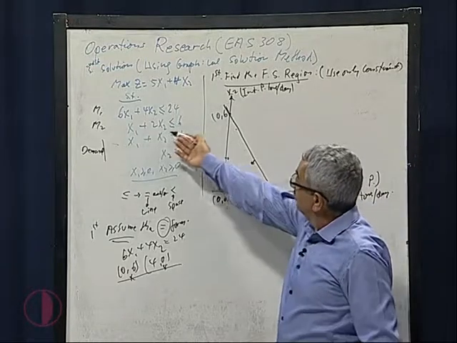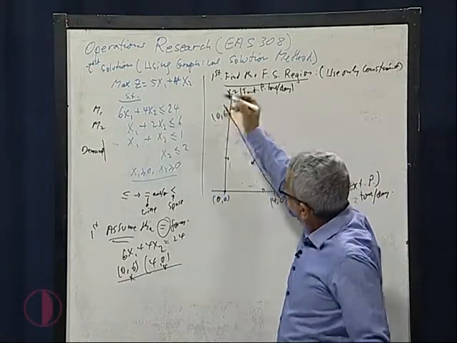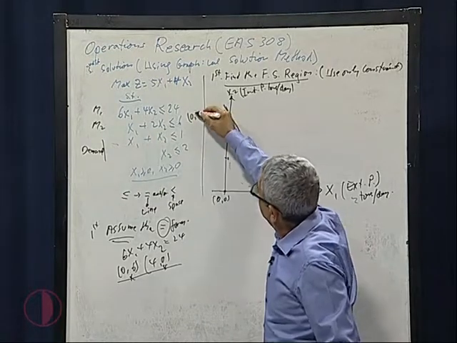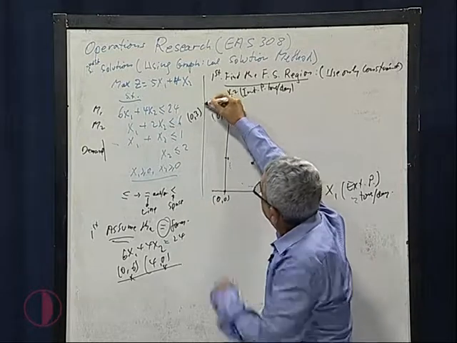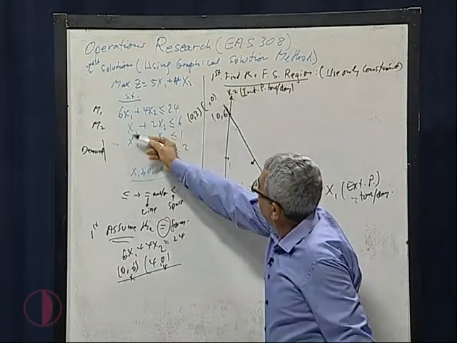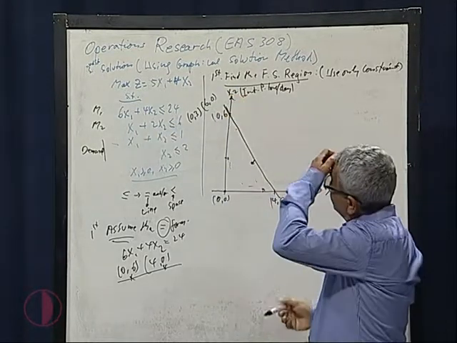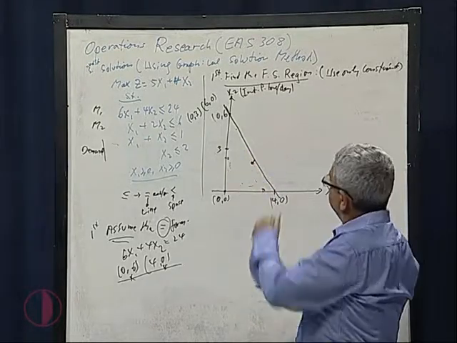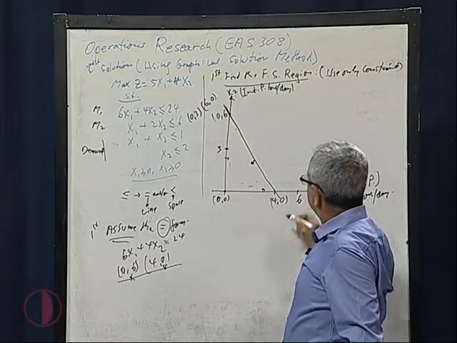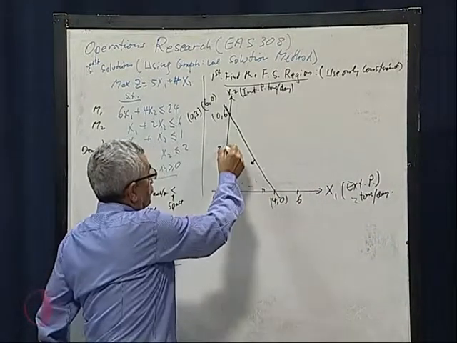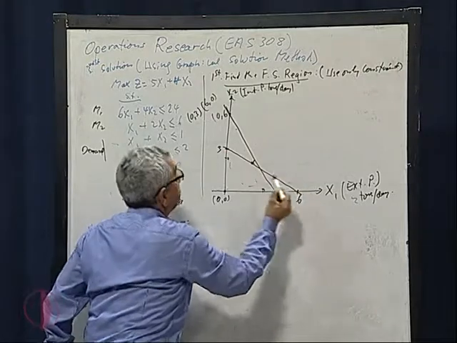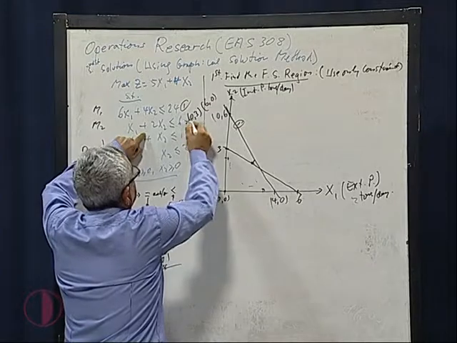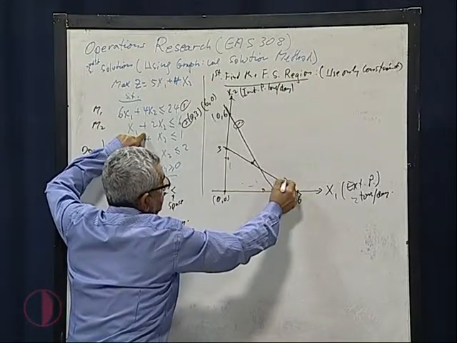Second one, assume again that this is equal to 0. If x1 is equal to 0, x2 will be equal to 3, and if x2 is equal to 0, x1 should be equal to 6. So it means the points over here, (0, 3) and (6, 0). If we join these 2 points, we get that line. Let's say this is the first constraint, and that one is the second constraint.